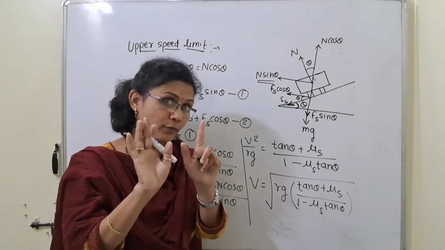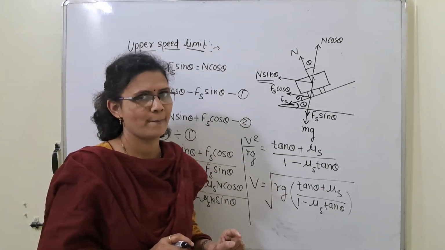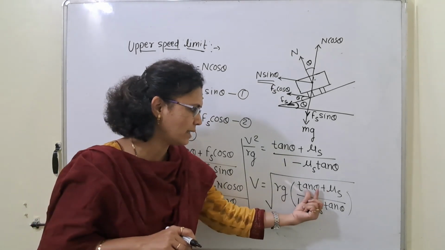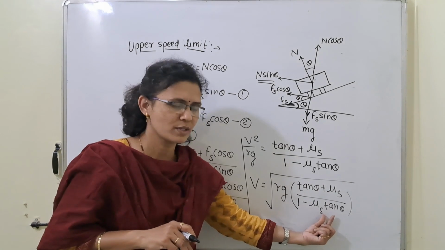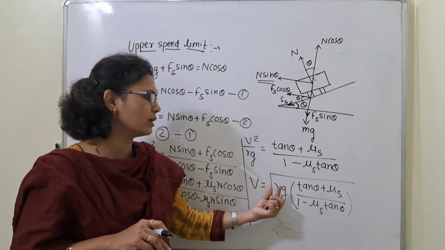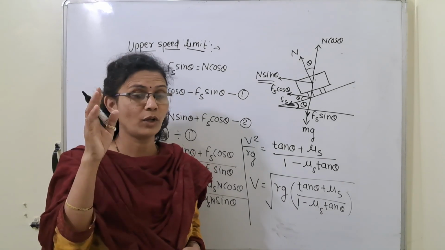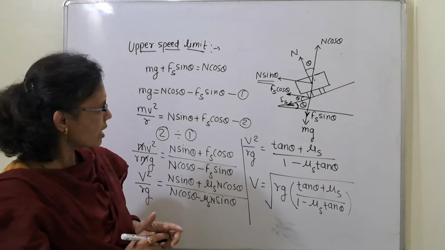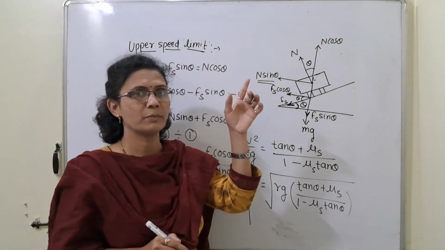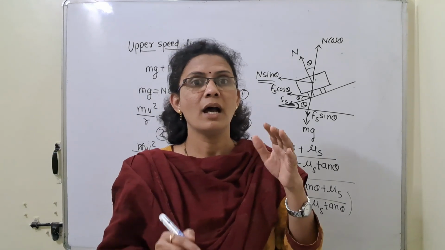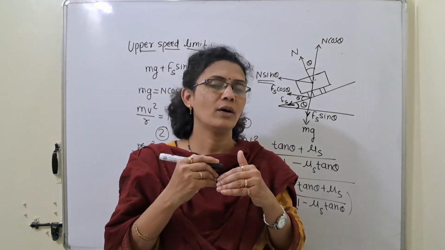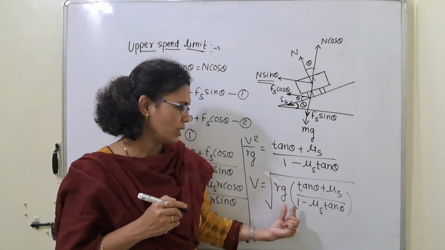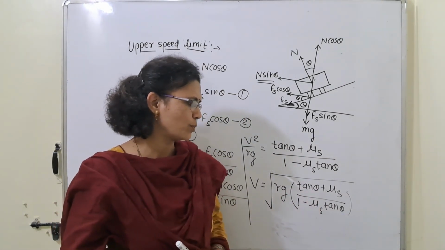Again, if you put this mu s equal to 0 here, that is no friction is there, this mu s will be 0, only tan theta will be here. Mu s tan theta becomes 0, means formula will be v is equal to under root rg tan theta. That formula we have discussed in last lectures. So this is the expression for upper speed limit, means maximum safe speed limit acquired by the vehicle must be v is equal to under root rg tan theta plus mu s upon 1 minus mu s tan theta.